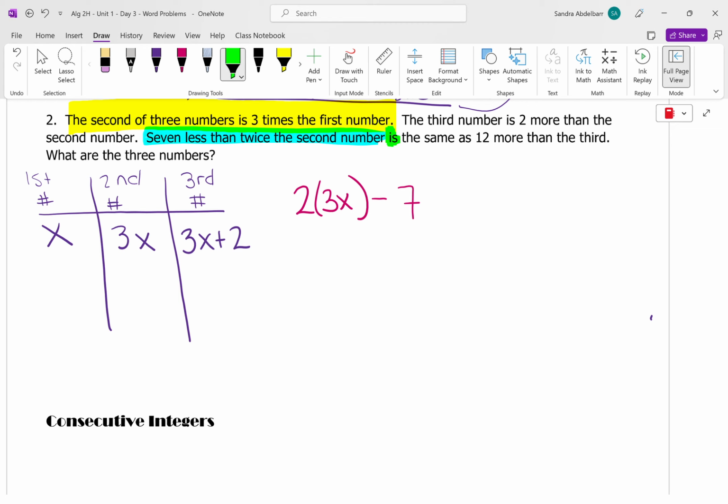Is, what sign am I putting for is? What symbol? Tejas. Equals. So 7 less than twice the second number is the same as 12 more than the third. How do you think we're going to represent 12 more than the third?